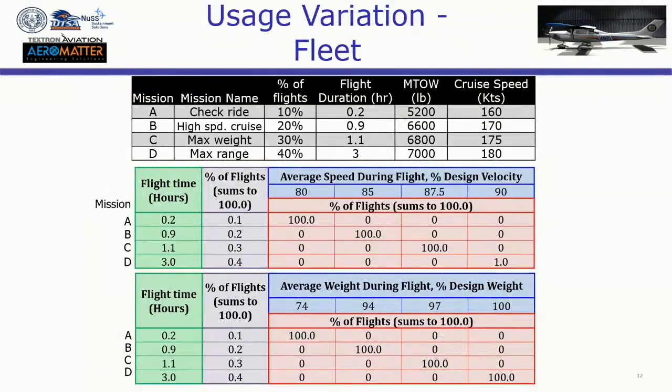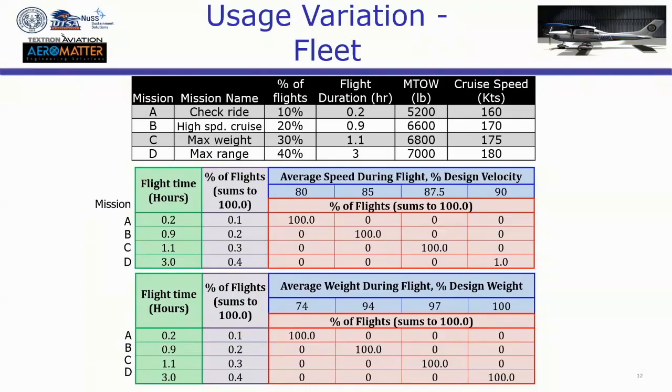So let's say you want to have fleet variation, okay? You have 4 different missions. We just made these missions up. It can be any mission that is specific to you. You can say what percentage you spend on a check ride, on high speed cruise, what percentage you have on max weight or max range. Then you can have a different flight duration, maximum takeoff weight, and cruise speed for those different flights.